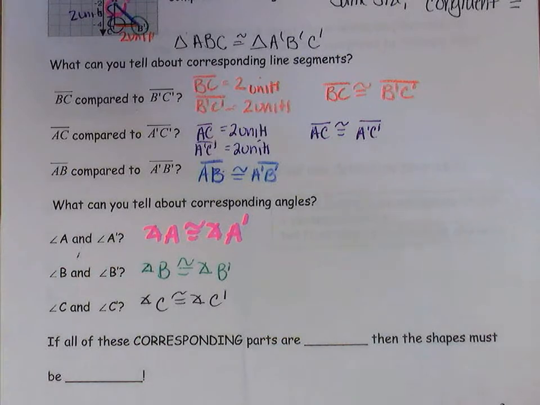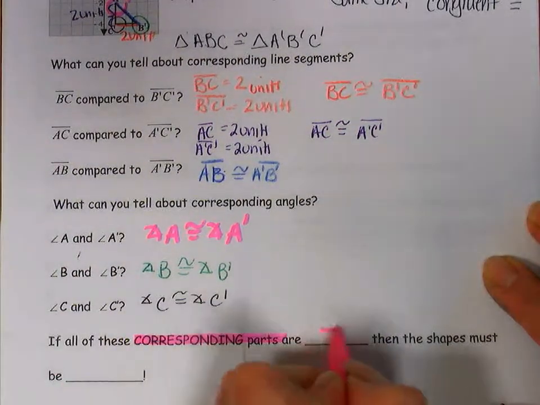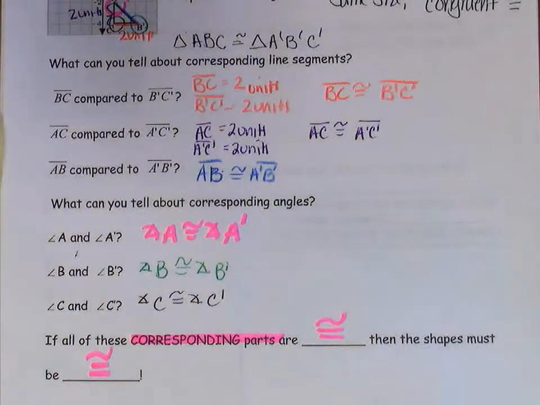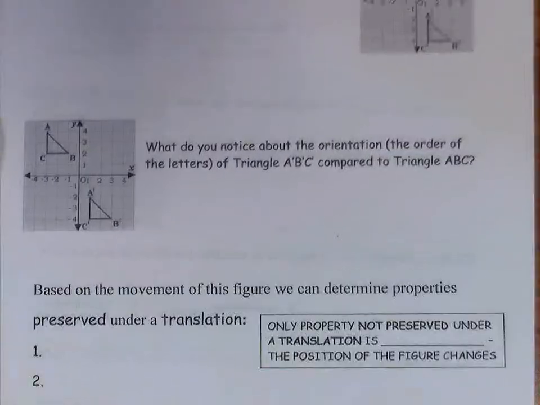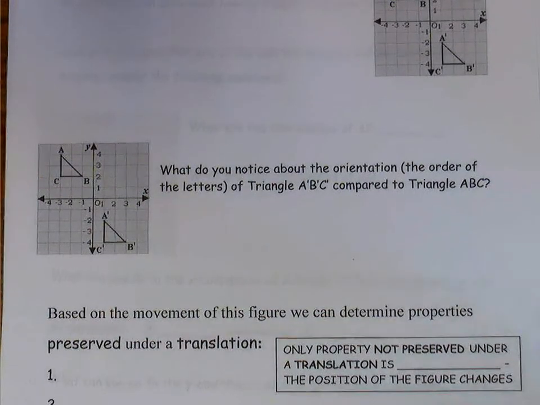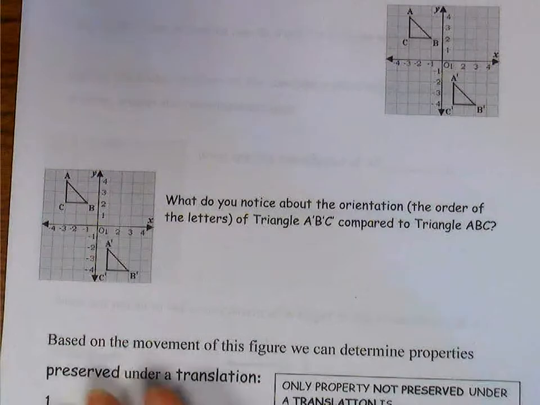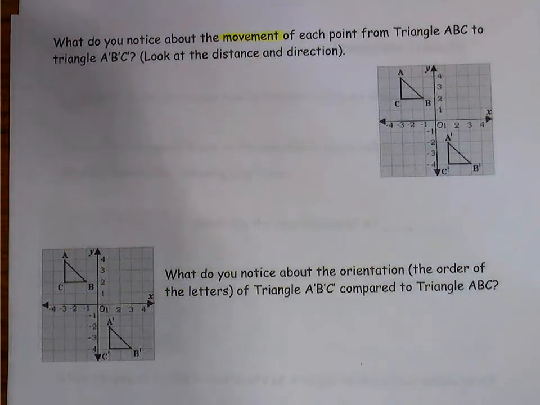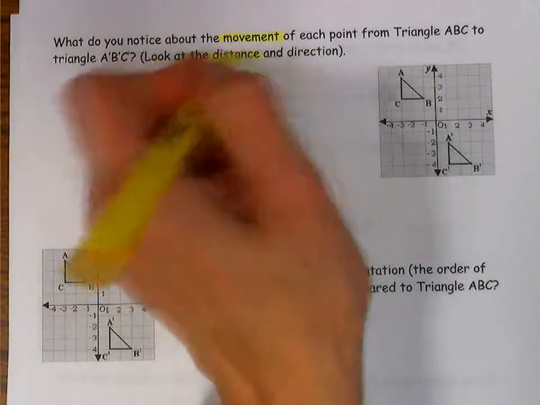So the takeaway here is that if all of these corresponding parts are congruent, then the shapes must be congruent. They're going to be exactly the same size and exactly the same shape. So now we talked about congruence. We're going to talk about movement a little bit. We're going to move triangle ABC to triangle A prime, B prime, C prime. So we're going to be looking at the distance and direction.